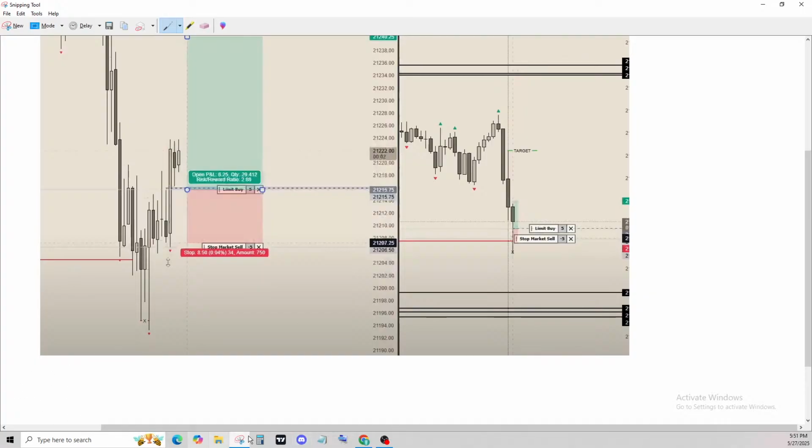First thing was we weren't constant on the fractal lows being swept on the 15-second chart at least. And then I used the fill of the fair value gap instead of just the top of it. So I just want to go over that real quick as well.